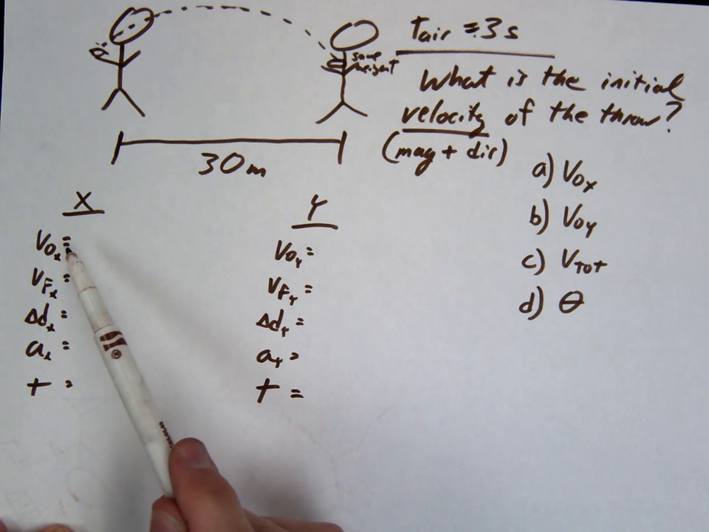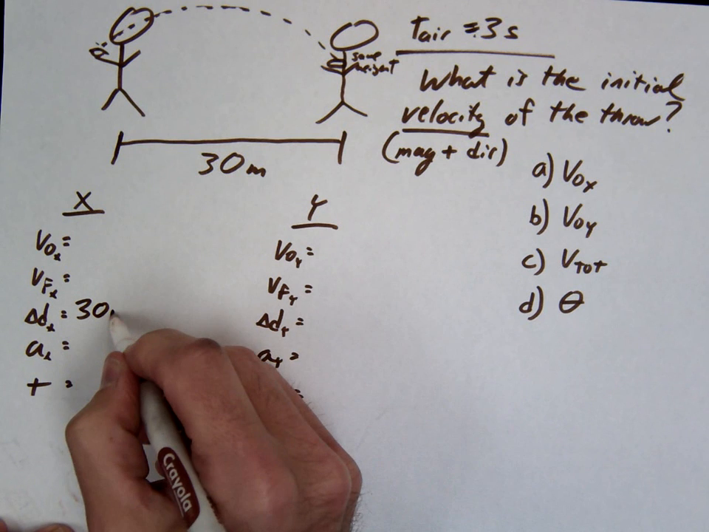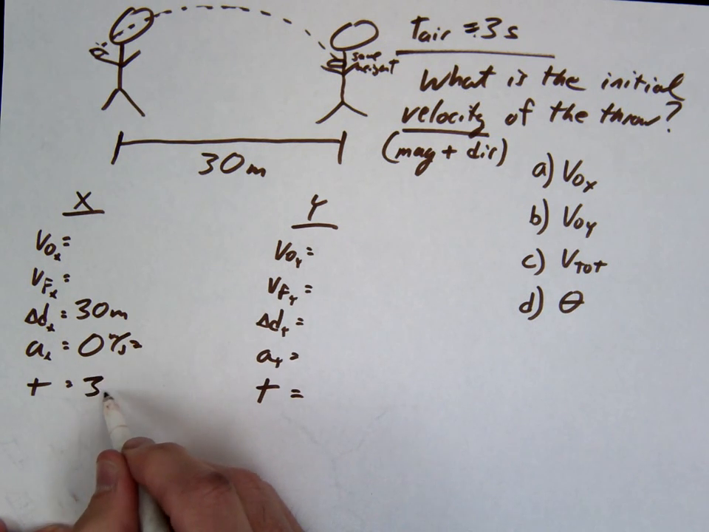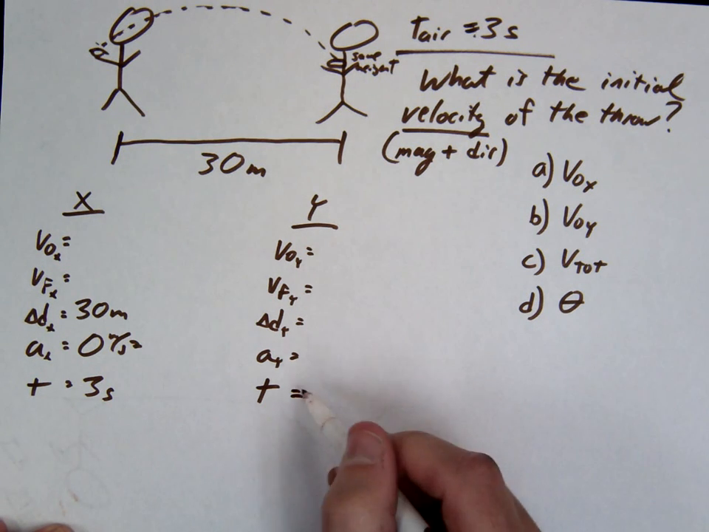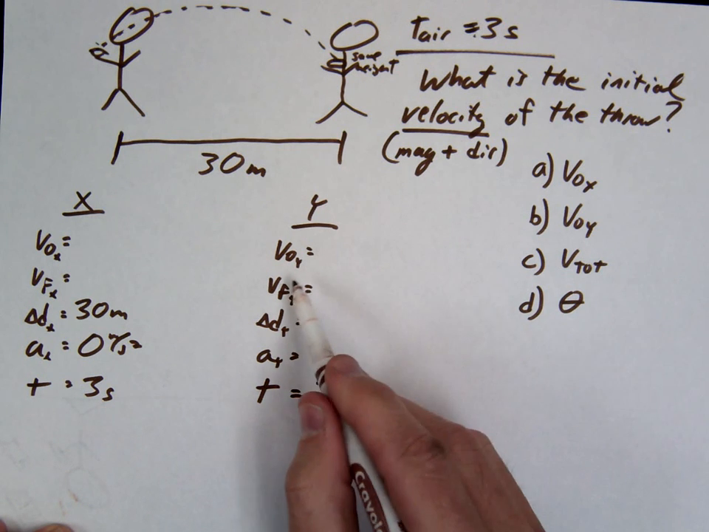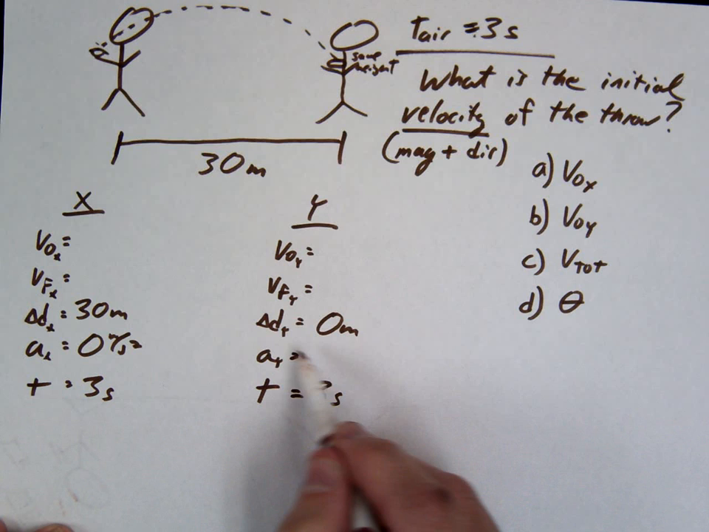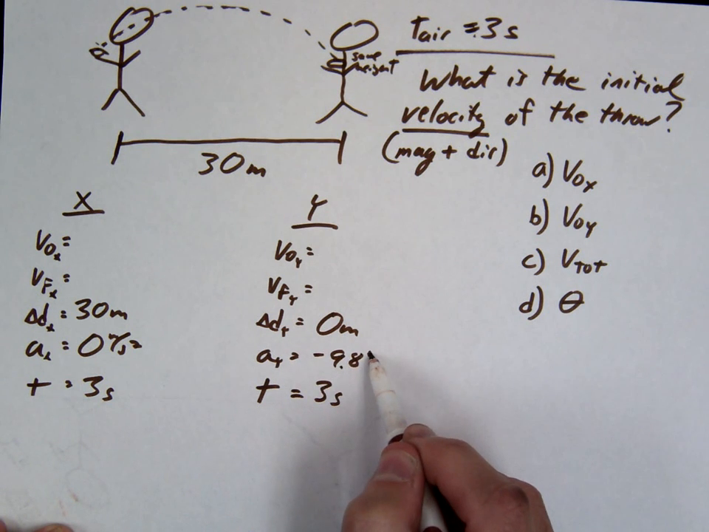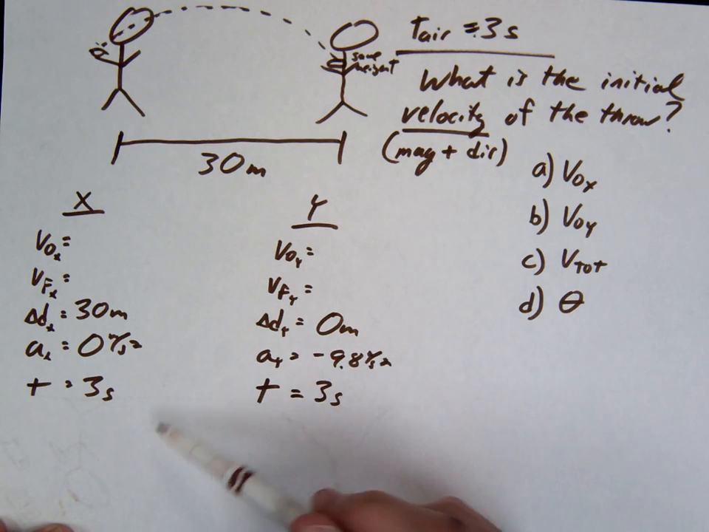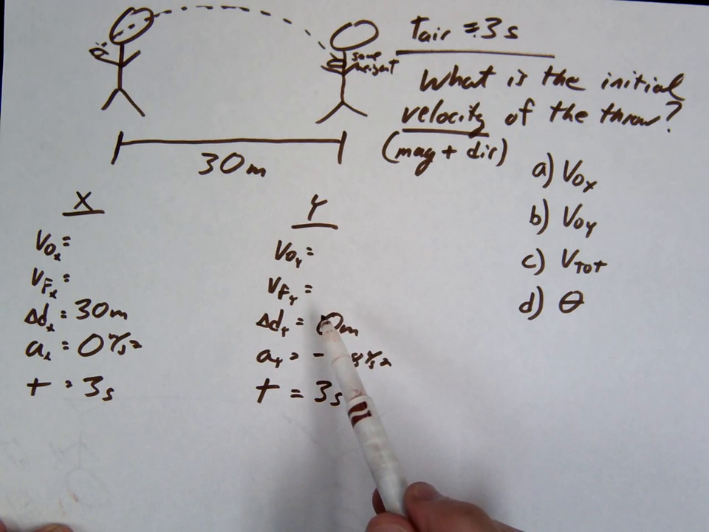Do we know v initial x, v final x, dx, ax, and time, 3? So it's nice when they give you time, because then you know time on both sides. All right, what else do we know on the y side? Dy is 0 and a is negative 9.8. Okay, so notice we know 3 things on each side, so we should be able to get v initial and v final on both sides.